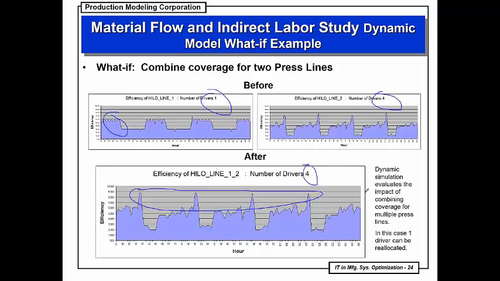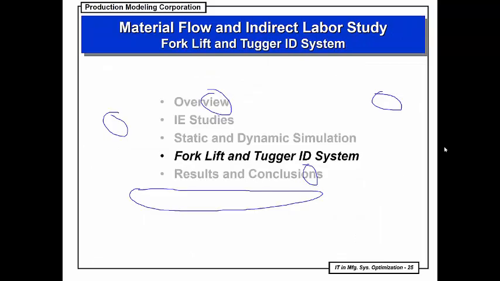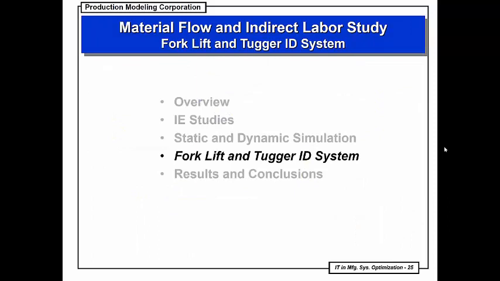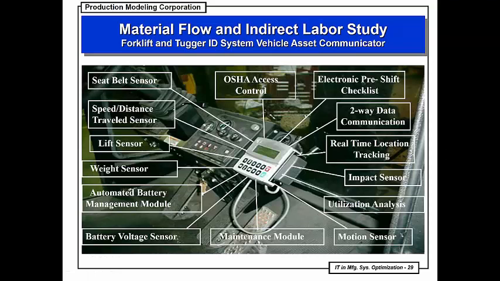So as I said, sometimes the dynamic simulation gives you some good insights about what's happening over a period of time. With this, it helped us to have one material handler catering to 2 lines. Next, I'll walk you through some of the forklift and Tugger ID system. It was more to do with the IT part of the system. Again, the existing facility didn't have any tracking mechanism to see where the forklifts were moving and how they were utilized.